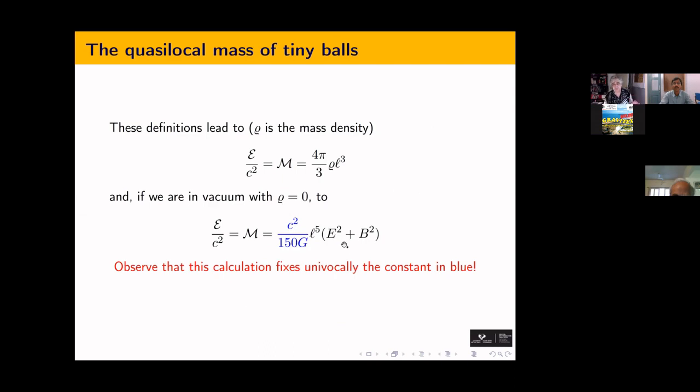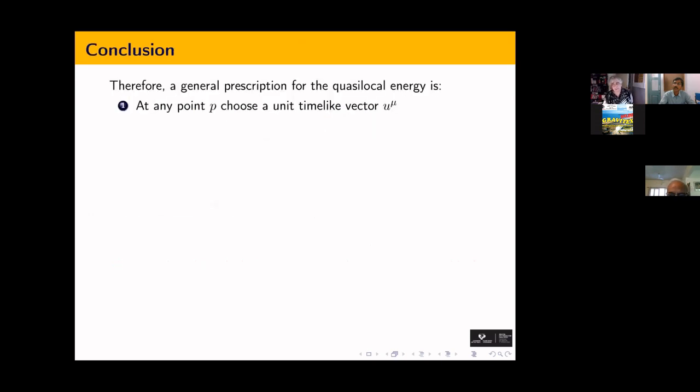So this is the E² plus B², the Bell-Robinson super energy density, reduced to the 5, and this factor. And observe that now I get this factor univocally fixed. So if I trust this calculation, this is the factor, 1/150. So I'm going to my conclusion now.